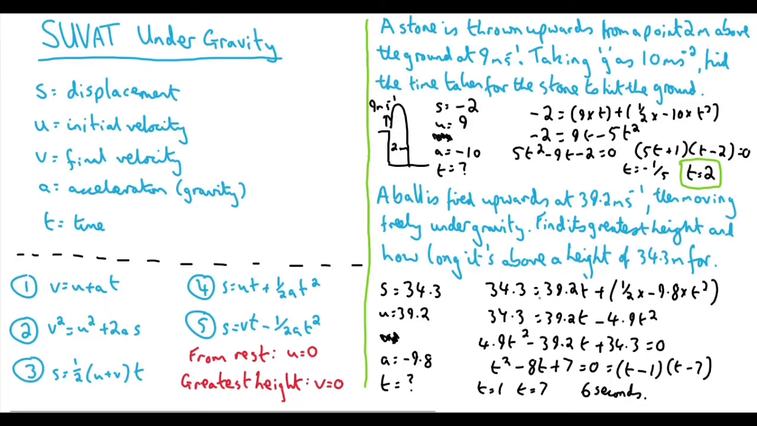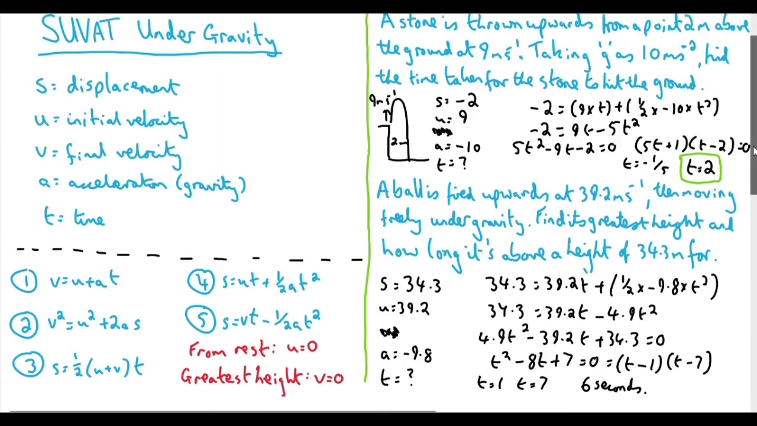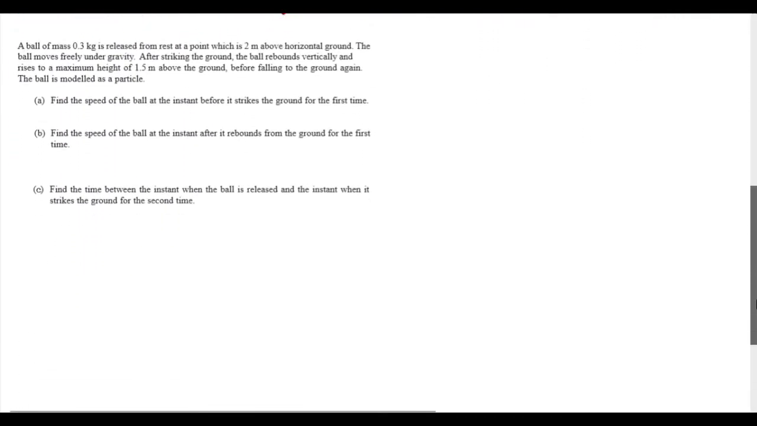If we're okay with that, let's just have a go at the end at an actual exam question. So, a ball of mass 0.3 kilograms is released from rest at a point which is 2 meters above horizontal ground. The ball moves freely under gravity. After striking the ground, the ball rebounds vertically and rises to a maximum height of 1.5 meters above the ground, before falling to the ground again. The ball is modelled as a particle. Find the speed of the ball at the instant before it strikes the ground for the first time.